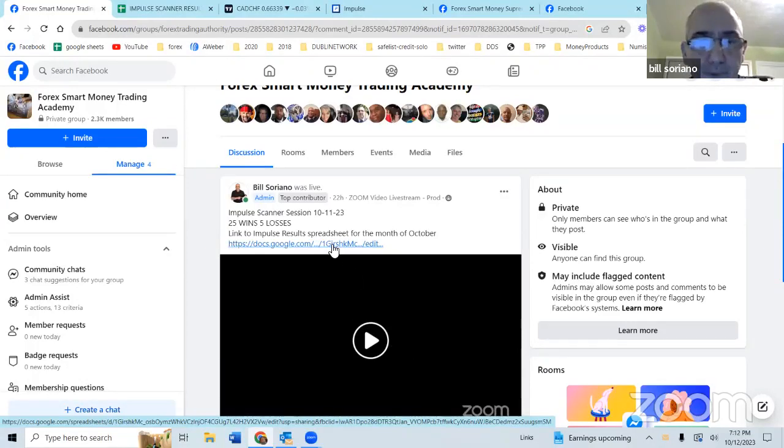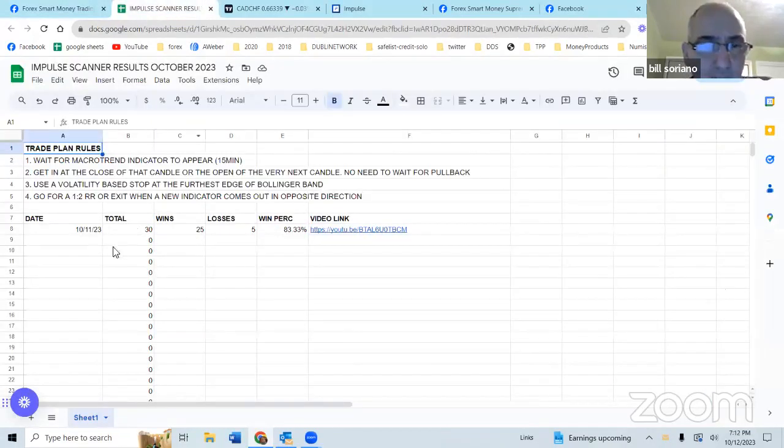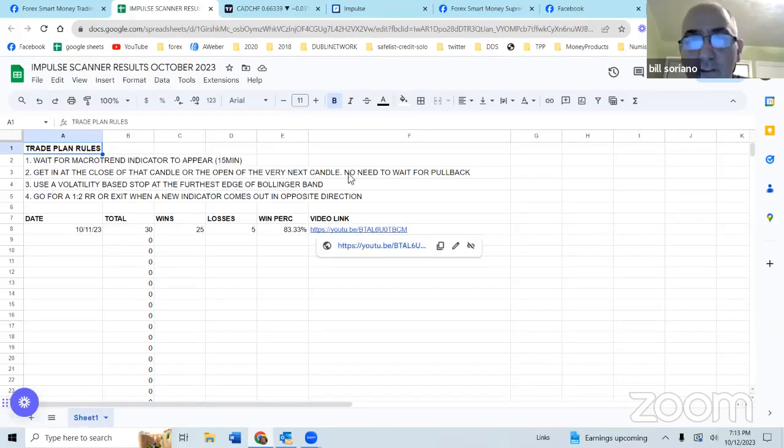Basically this Google sheet will look like this. Each day will show how many trades I looked at, how many wins, how many losses. So yesterday we had 25 wins, 5 losses, an 83.33% win rate. And then here's the link to the YouTube video if you don't want to go through the group here. We'll keep track of this for the rest of the month.